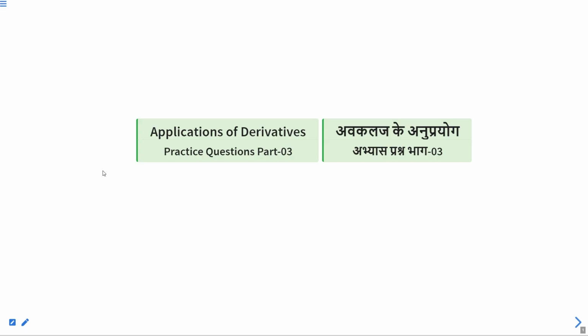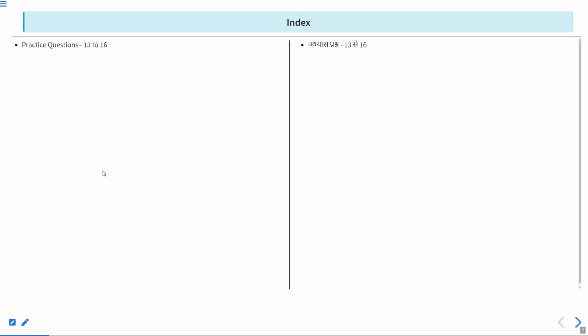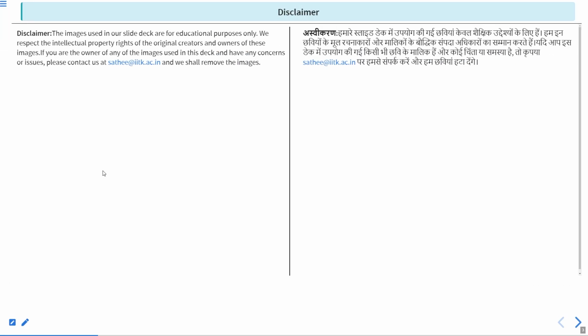Hello everyone. In today's lecture, we will see some more practice questions based on applications of derivatives. So let's start. In the last lecture we had done till question number 12. Now from this lecture we will start from question number 13. We will do from question number 13 to 16.